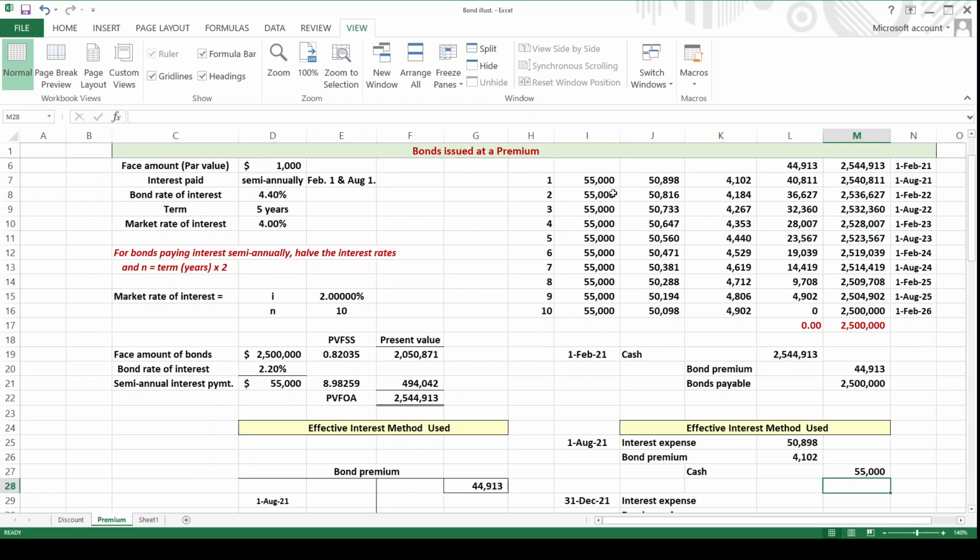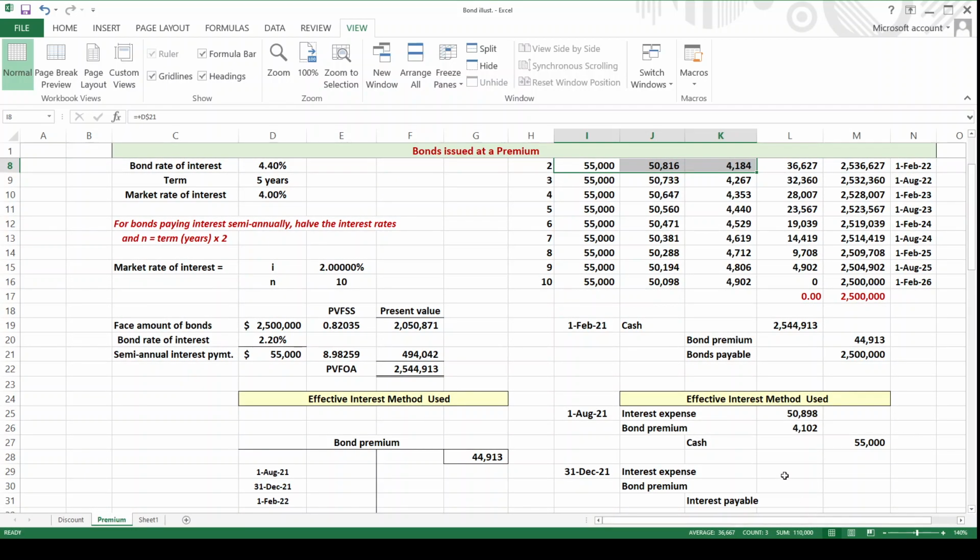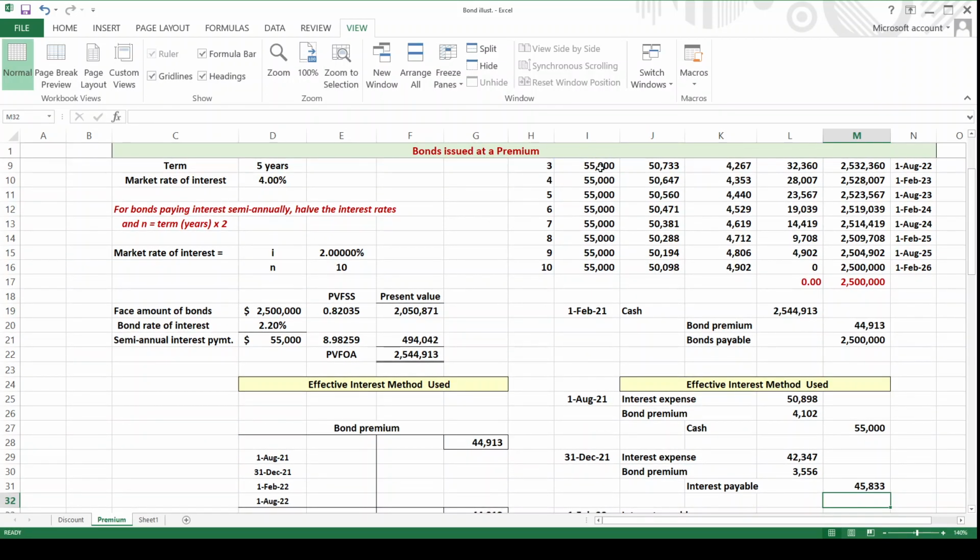The next thing we do is what we did on the other chart, which is we need 5 months worth of that second 6-month interval. Okay, let's try this. The expense times 5 divided by 6. The premium times 5 divided by 6. And the interest payable is going to be the 55,000 times 5 divided by 6. There we have it. Okay. That's 5 months worth of interest.